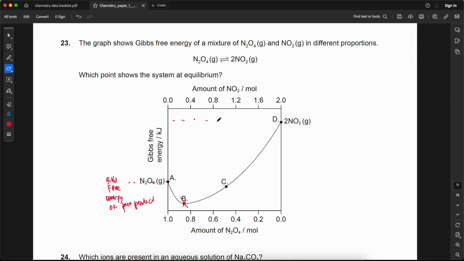Okay, and if you take out here and this one, you will get delta G for the reaction. And for D is Gibbs free energy of pure reactant. As it goes down, so delta G is negative in this reaction. So B, G is a minimum at equilibrium. So this one is the equilibrium position.